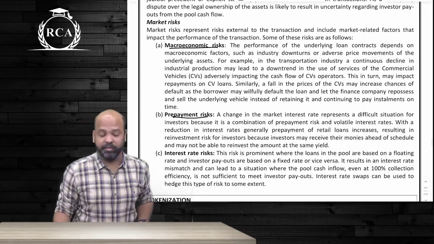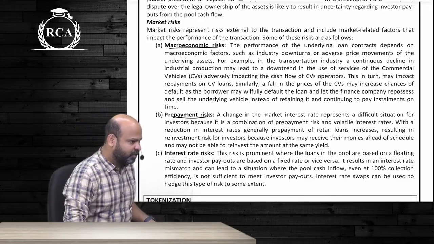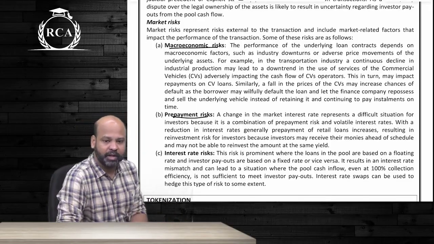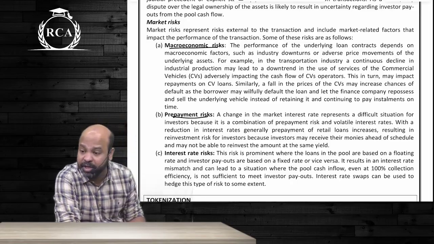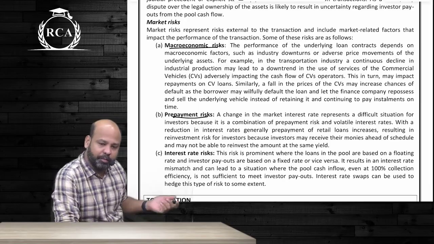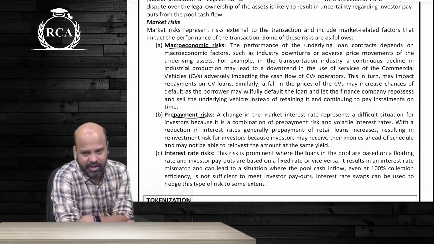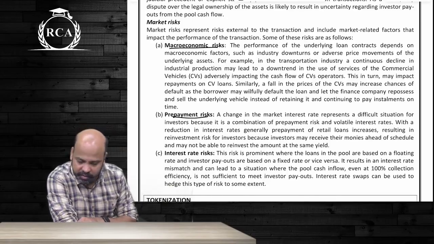Under market risk we have prepayment risk, interest rate risk, and macroeconomic risk. When you say macroeconomic risk, in case the entire economy is not doing well, the profitability is going to get impacted, which in turn will result in a higher amount of defaults. Or if the borrowers are willfully defaulting, even that can negatively impact the yield of the investors.